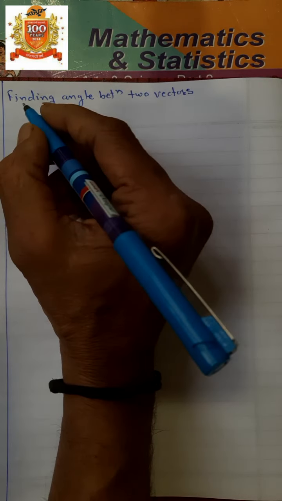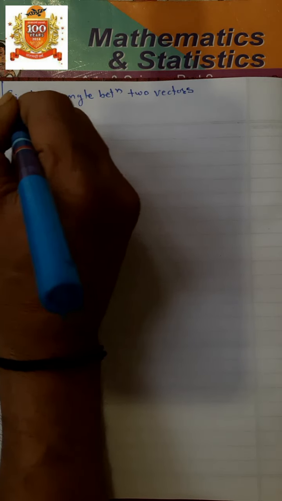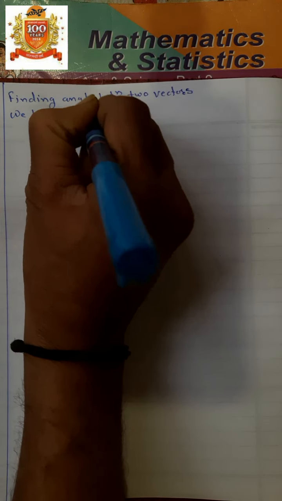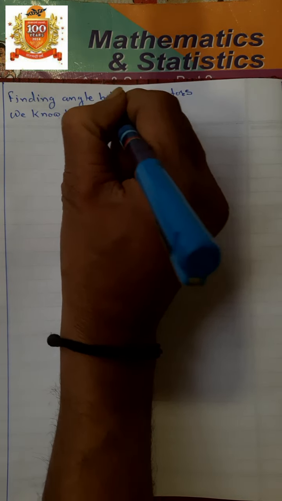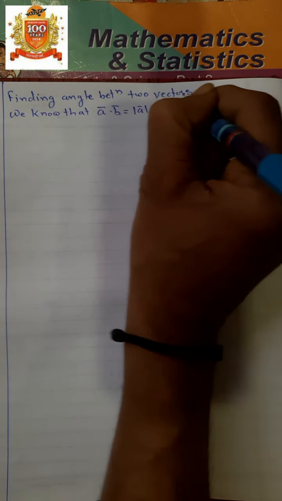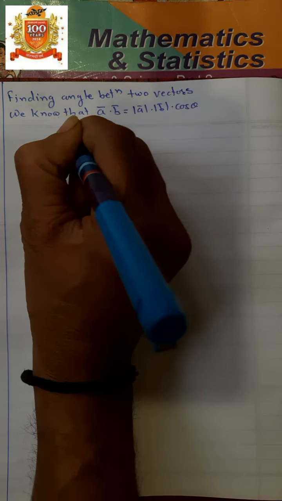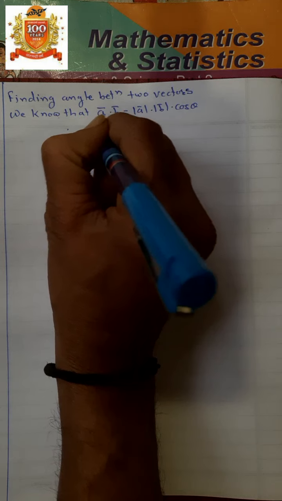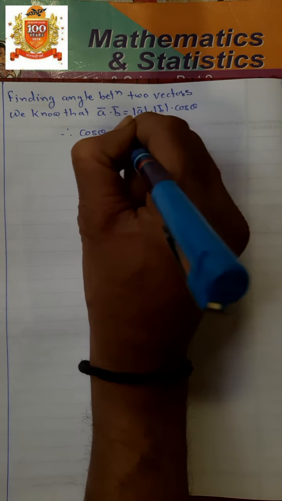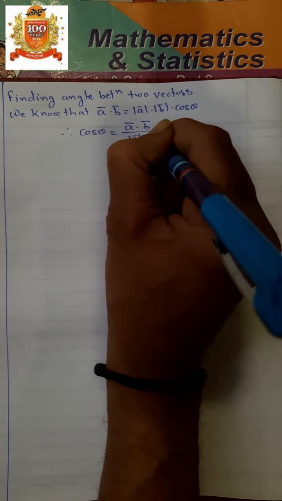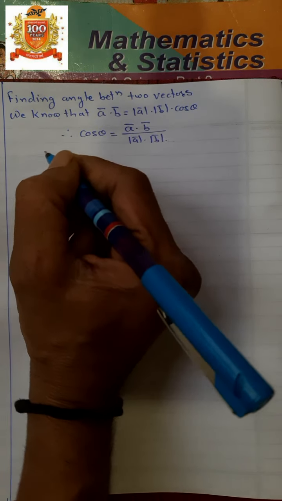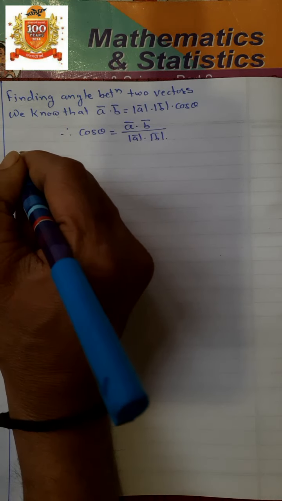Let us see finding the angle between two vectors. We know that a bar dot b bar is equal to mod of a bar into mod of b bar into cos theta. Therefore, cos theta is equal to a bar dot b bar upon mod of a bar into mod of b bar, isn't it? Now here we get three possibilities.